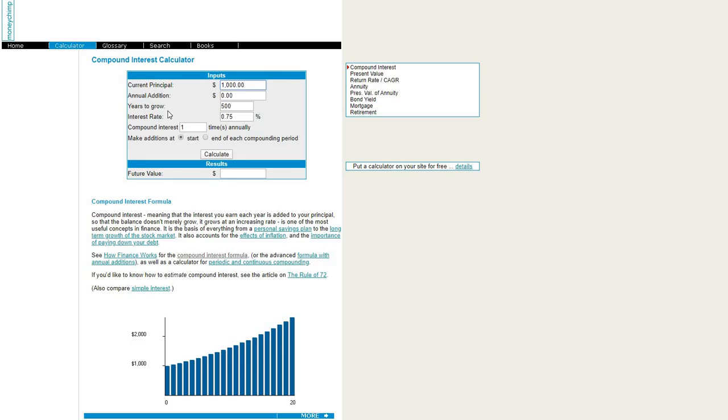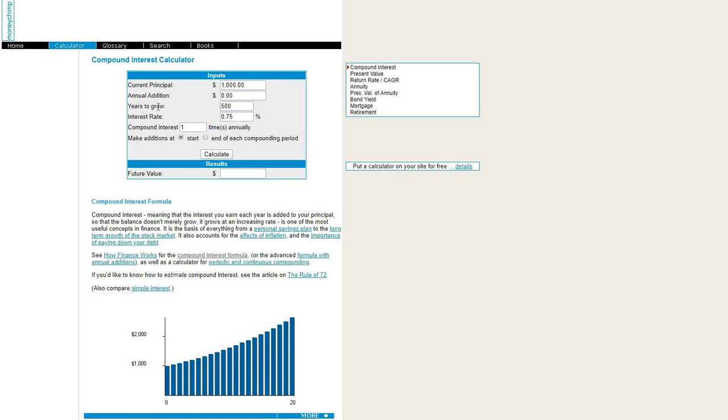So here we have a compound interest calculator. So ignore this. I'll explain what each one of these represent. So let's say you have a $1,000 account and the annual addition is 0. So annual addition just means how much you're going to put into the account after the initial deposit, right? So you're not going to put in any extra money. And years to grow simply means how many times the money is compounded, okay? So how many times the money is compounded is the key to this, okay?